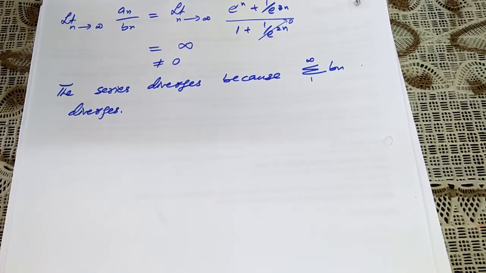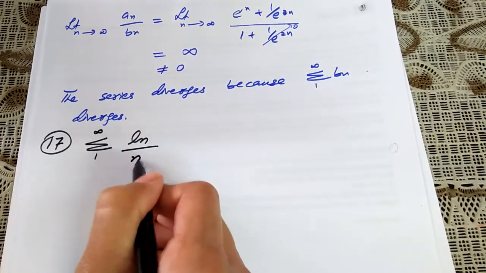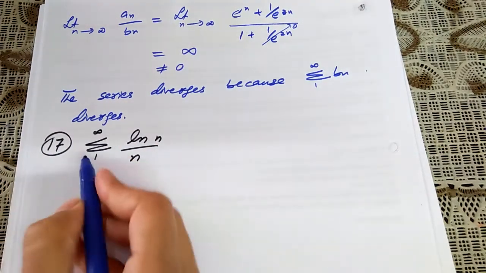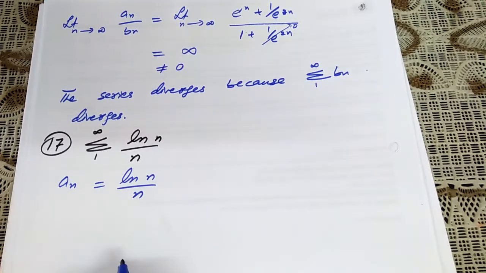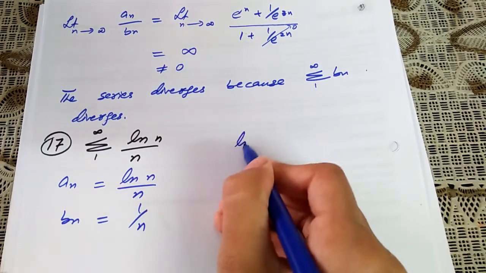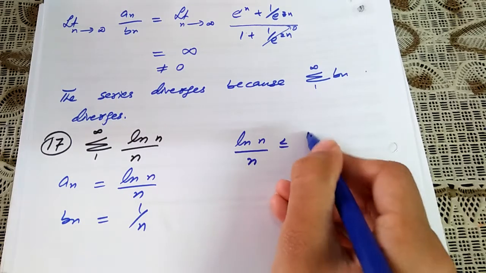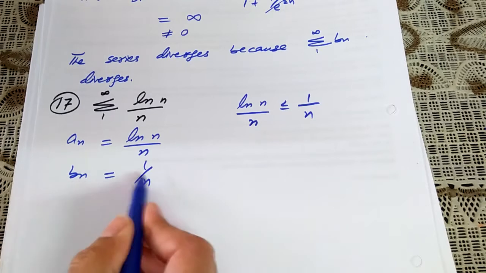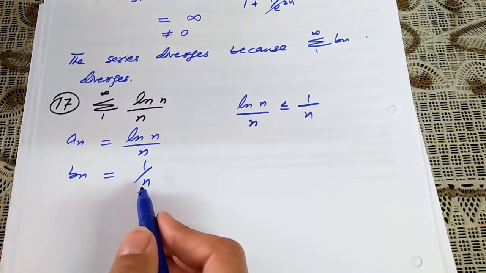Now come to question number 17, that is summation 1 to infinity ln n over n. Now an here is ln n over n, and we can take bn as 1 over n here, and we know very well that ln n over n is greater than or equal to 1 over n here. Now observe the behavior of bn. You see that this bn is always 1 over n. This is a harmonic series and it always diverges.